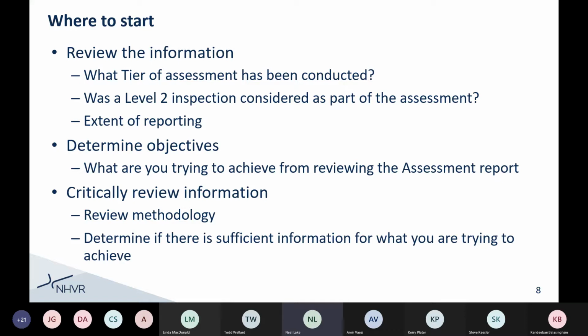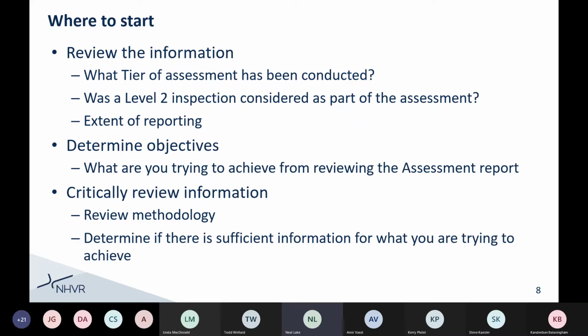The second thing that I think would be a good thing to be thinking about when you're starting to review information is determining what your objectives are from looking at that report. So this is just critical reasoning, critical decision-making style processes. When you're looking at a report, you shouldn't be looking at the report for it to try and tell you what you need to know.